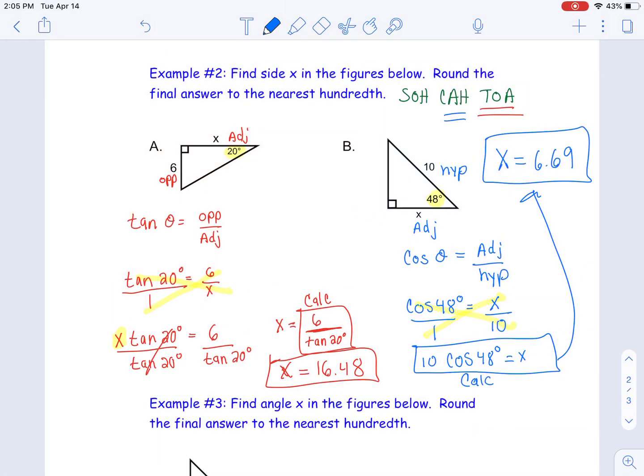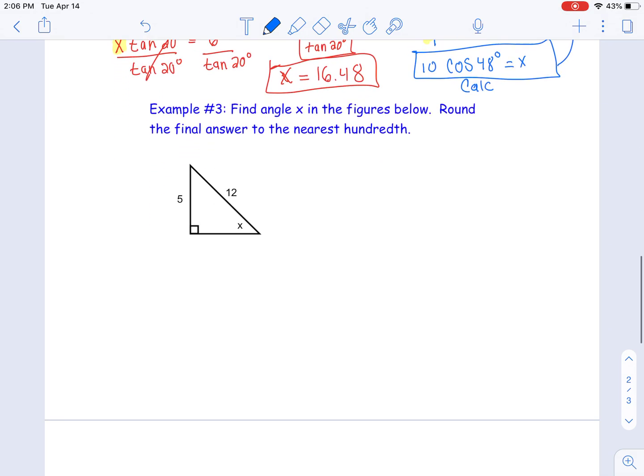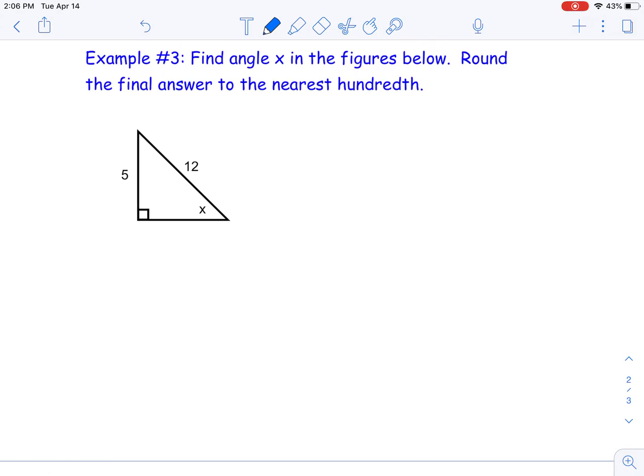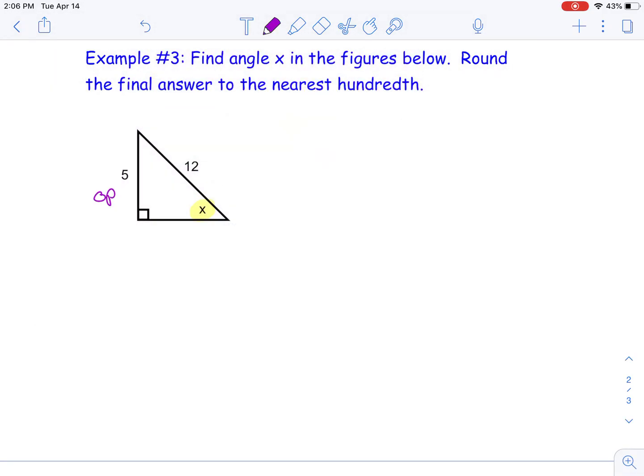So not bad. There's one more example, example 3, and this one's a little bit different, so it's important for you to listen to this one. This one is now looking for an angle. So if you notice, the unknown piece here is the angle. So when we're trying to find an angle, this is when we use the inverse. We did this before break. So let's mark the angle that we're working with and label the sides in relationship to that. This side is opposite the right angle, so it's my hypotenuse.